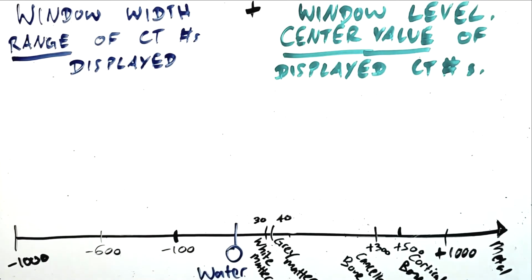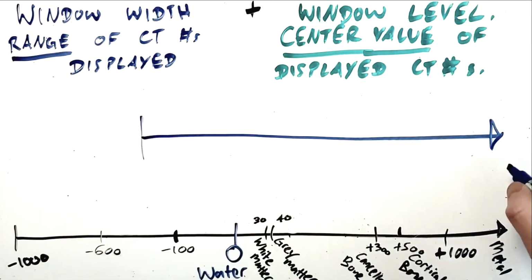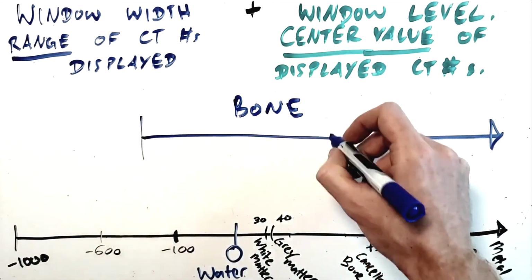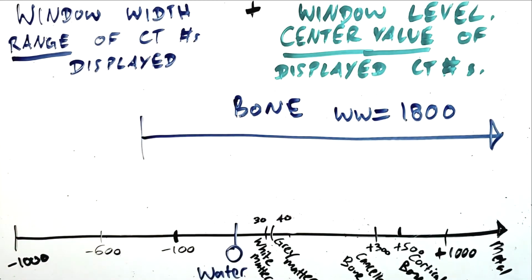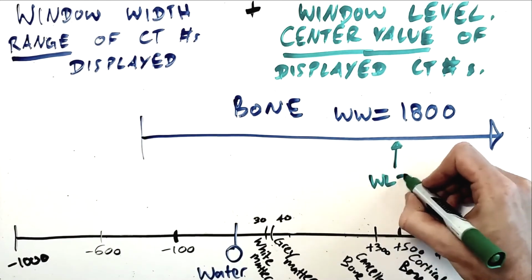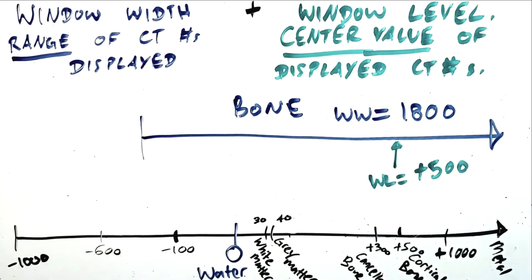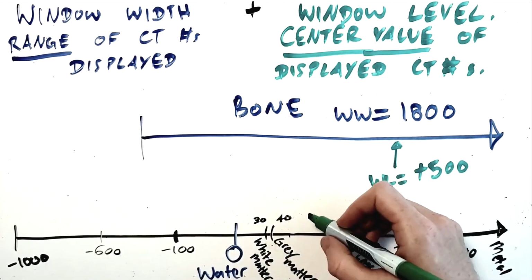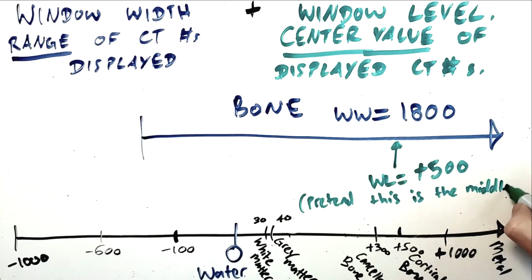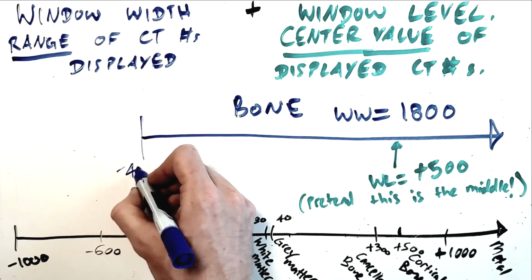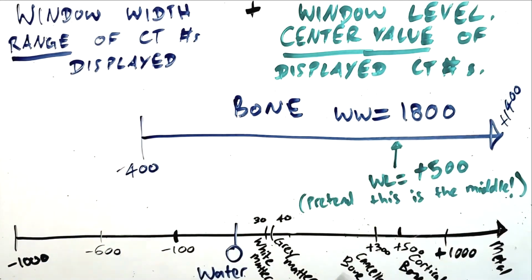And for a final example, a wide window used for bone would be that window width of 1800 and a window level of plus 500. So this means we're displaying values between minus 400 and plus 1400 as some shade of gray, and excluding any values below or above that range as black or white respectively. This centers our grayscale at a high number because we're looking at high density structures, and it spreads our grayscale out over a wide range because of the large difference between the density of trabecular and cortical bone.